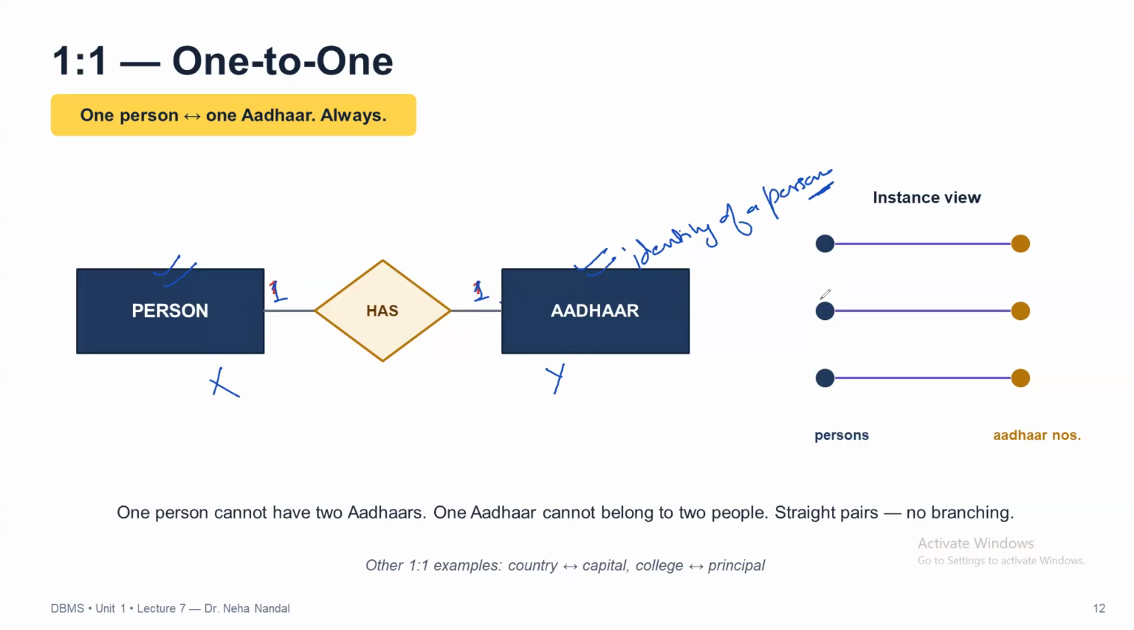Correct. So in this way, you can understand one person will have only one Aadhaar. With sets also, you can understand this part. One person cannot have two Aadhaar, two identities. One Aadhaar cannot belong to two people. So this is a straight pair, no branching. I hope you got some idea. This is called one-to-one cardinality relationship. Let's see the next one.